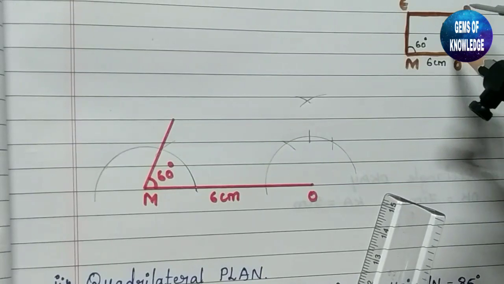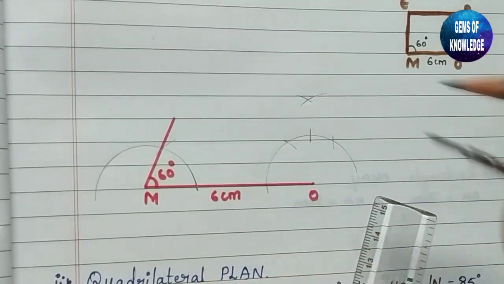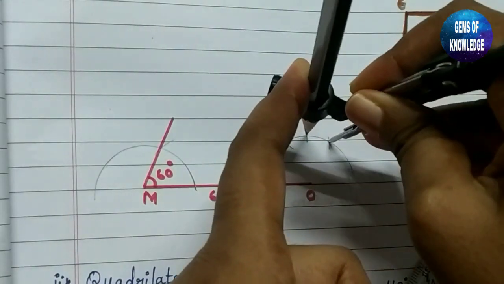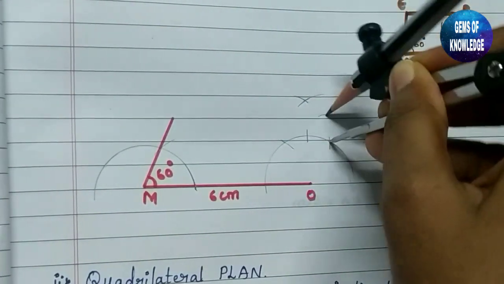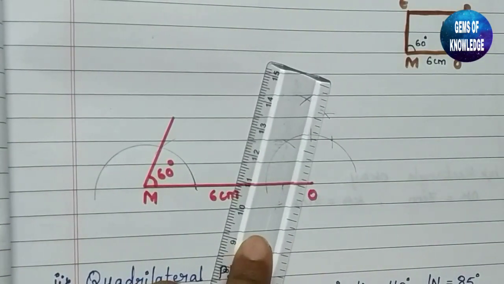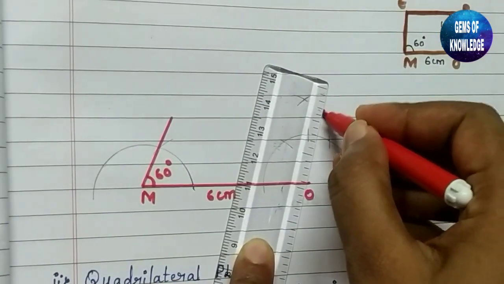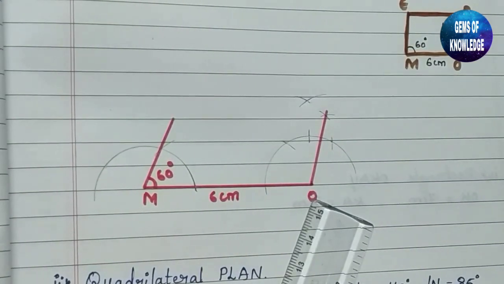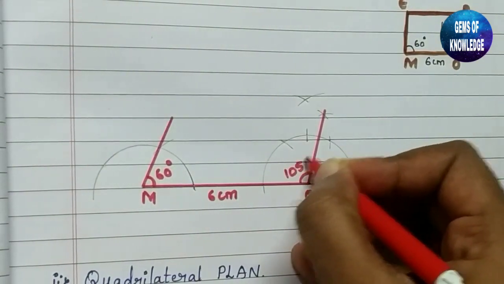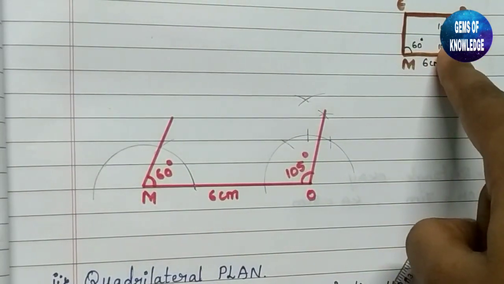But what we need here is a 105 degree angle. So we will keep on this point and with this measurement, the measurement of this, I will cut one arc here, and by keeping on this point I will cut one more arc. So now this angle is nothing but our 105 degree angle. Then you can see here we will write this is our 105 degree angle.